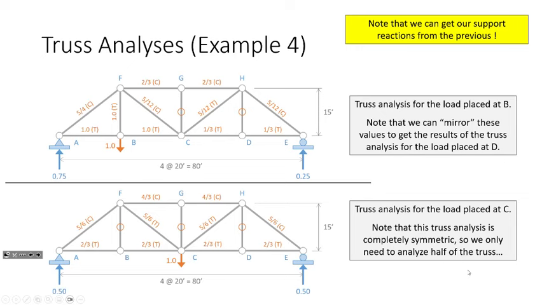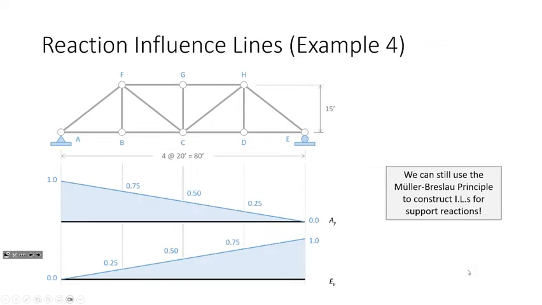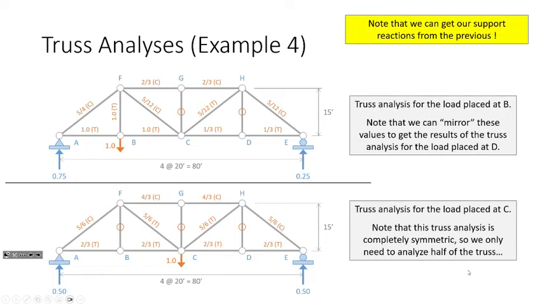If I put the load there, in order to analyze a truss, the first thing you need to do is compute the support reactions, right? No, because with influence lines, we already know that if you put the load here, that's 0.75 and that's 0.25. And where did I get that? I got it from here. So we don't need to actually compute those reactions. We can just have the influence line do it for us. Now, the truss analysis, yeah, we kind of need to do it.